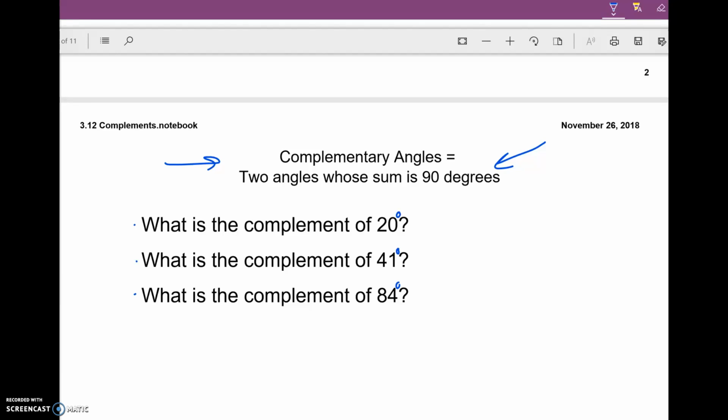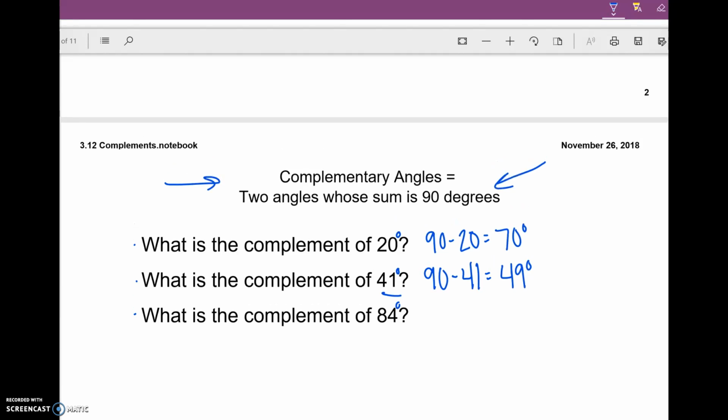It says, what is the complement of 20 degrees? So basically, to figure that out, we would do 90 minus 20, and we would get 70. So the complement of 20 degrees is 70 degrees. The second one, what is the complement of 41? We would do 90 minus 41, which would give us 49 degrees. So the complement of 41 degrees is 49 degrees.